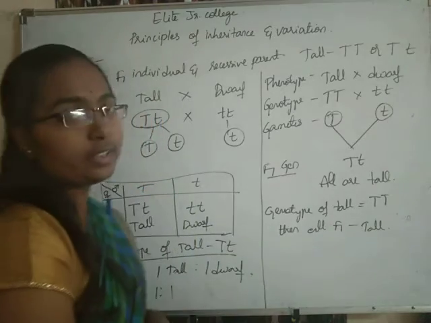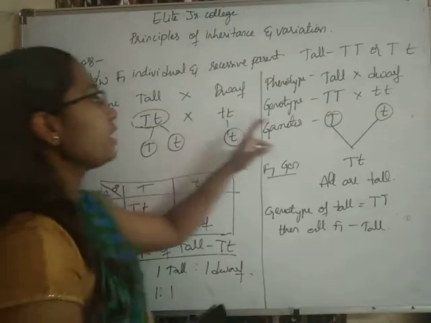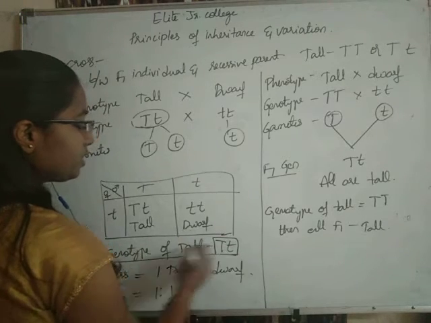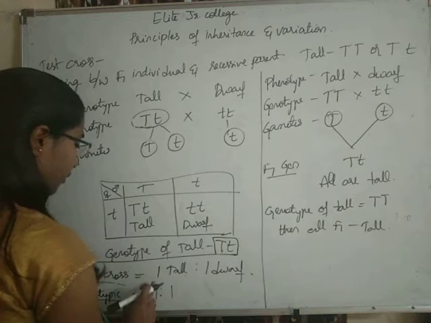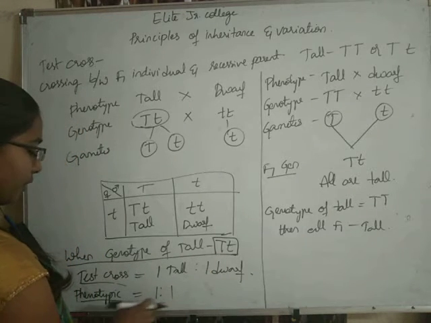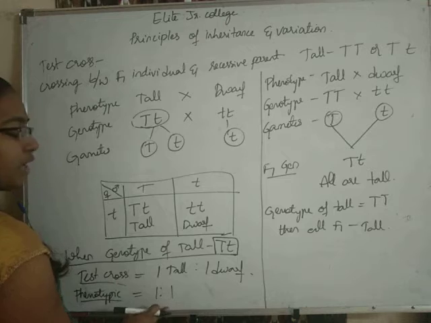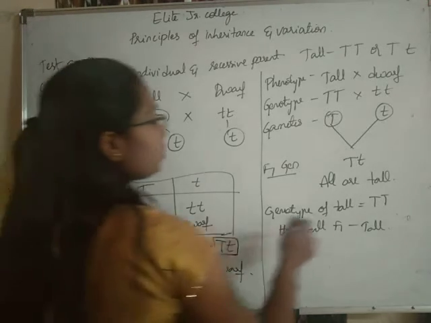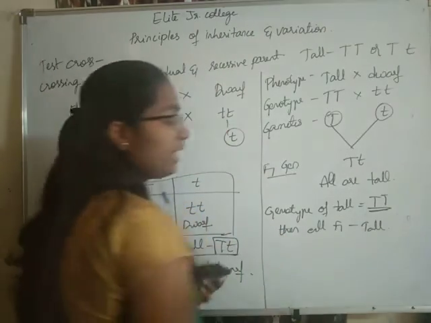So note the difference here, students, between the heterozygous tall and homozygous tall. Here the genotype of the tall individual was capital T small t, which means this was a heterozygous tall. It resulted in one tall and one dwarf, a 1:1 ratio of the phenotypes. But when the tall individual was homozygous, we obtained all the F1 individuals to be tall.